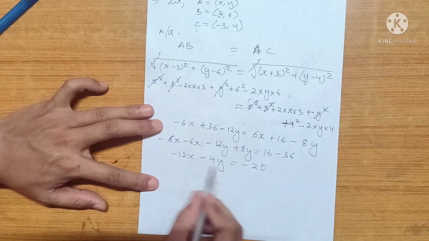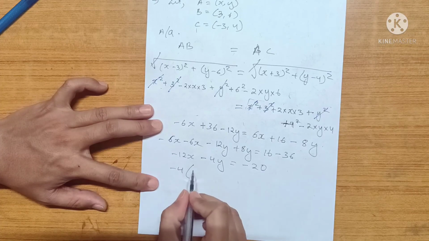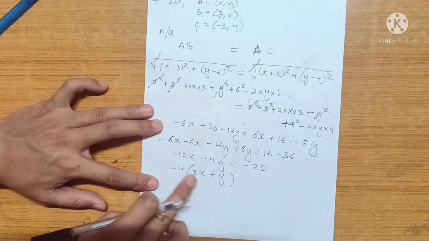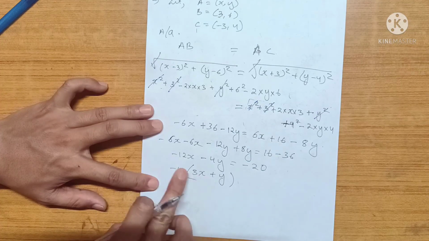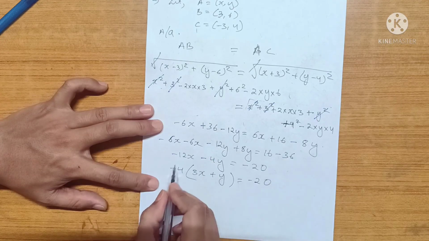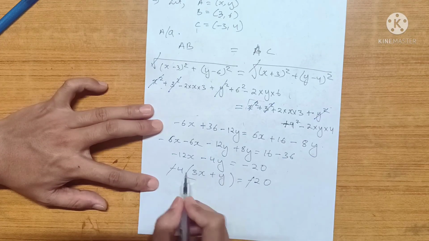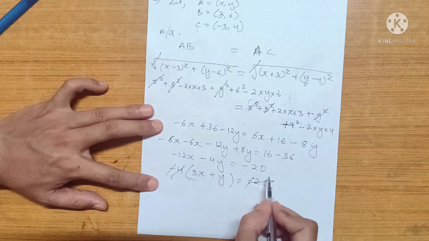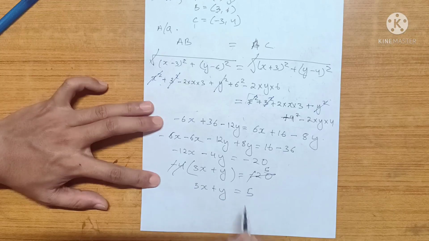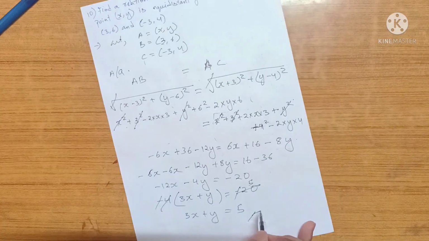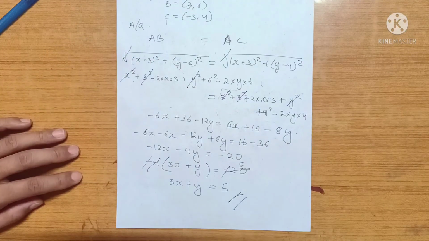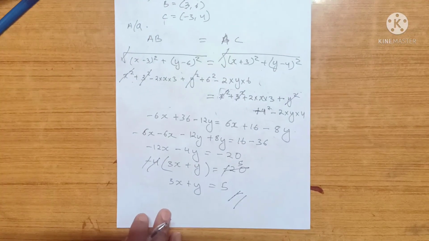From here, I think I'll take minus 4 common. So this will be 3x plus y, because minus 4 into 3 is minus 12. Minus into plus is minus. 4 into 1 is 4. I hope you understood that taking common. So I took the minus common so that we can cut the minus and minus also. 4 5 is 20. So 3x plus y equal to 5 is our final answer. I hope I'm right. If it's wrong, then let me know.